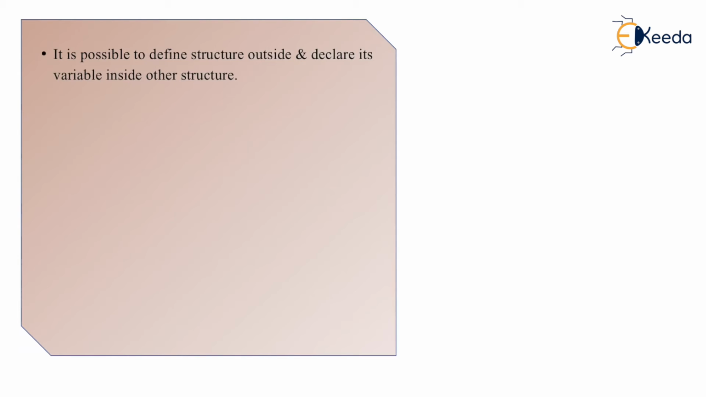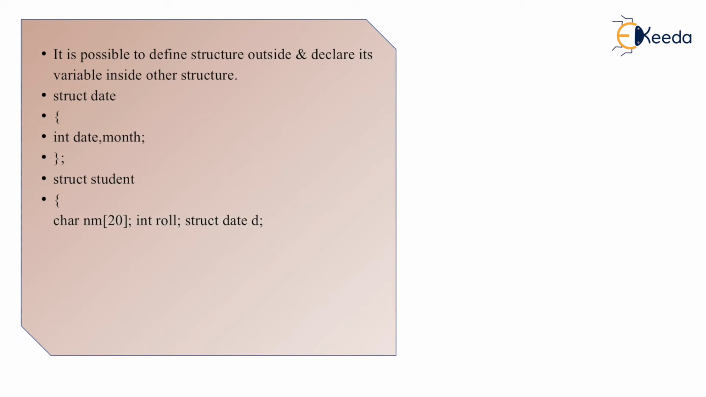It is possible to define the structure outside and declare its variable inside another structure. It is also possible. Fine. So struct date: inside the date structure, we have created two variables, date and month. Then struct student: inside the student structure, we have created three variables, which are name, roll number, and, for the student structure, a date structure variable d. Are you getting it? So we have created a variable of the structure date. That is also possible. Then student S1, S2 and S3, so we have created object variables of the student structure.